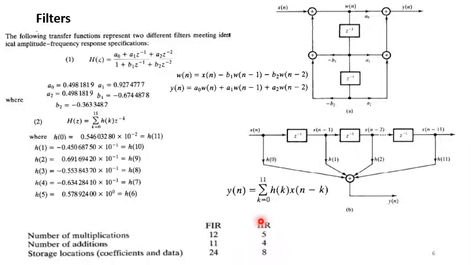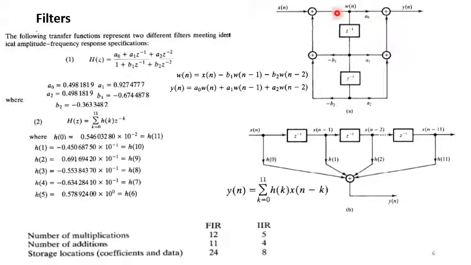Similarly, in case of the IIR system, we just need 4 additions. Again, the storage locations required: we need storage locations for the coefficients and for the data. We require 12 storage locations for coefficients, and similarly 12 storage locations for storing the data. So that means 12 plus 12 equals 24.